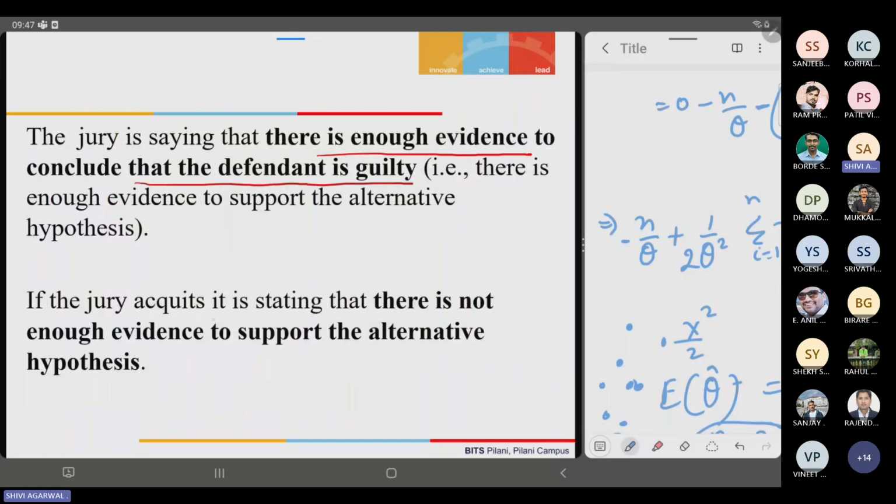Or the jury acquits, stating that there is not enough evidence to support the alternate hypothesis. Not enough evidence to support the alternative hypothesis means what? We are going for the H naught. H naught is true. H naught is true means what? The defendant is innocent. Correct?